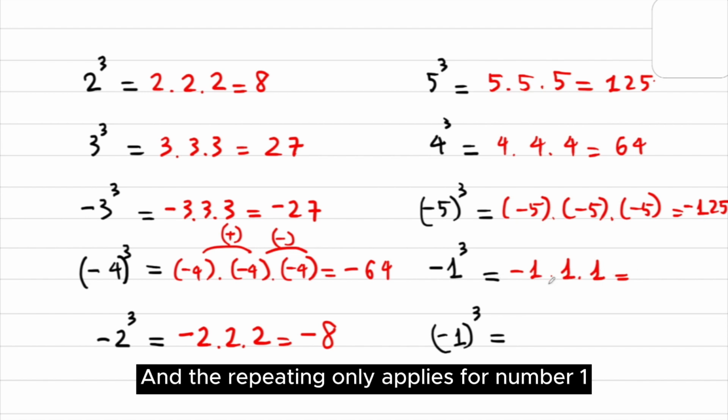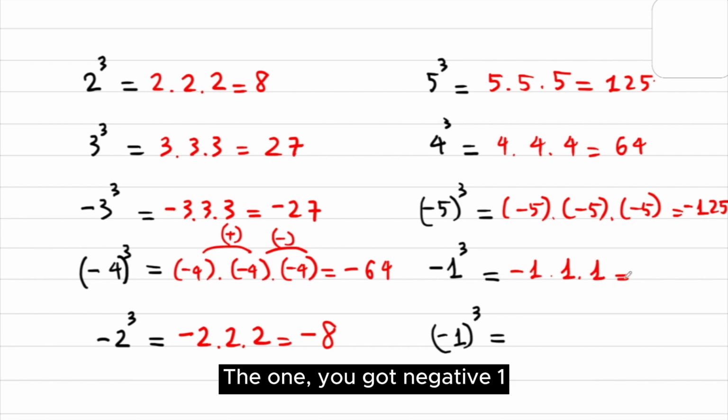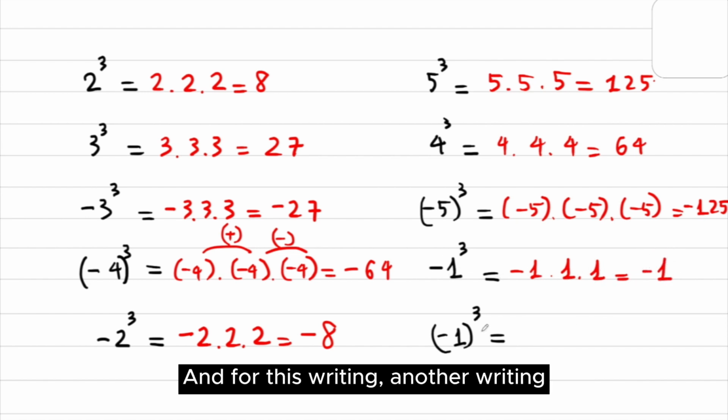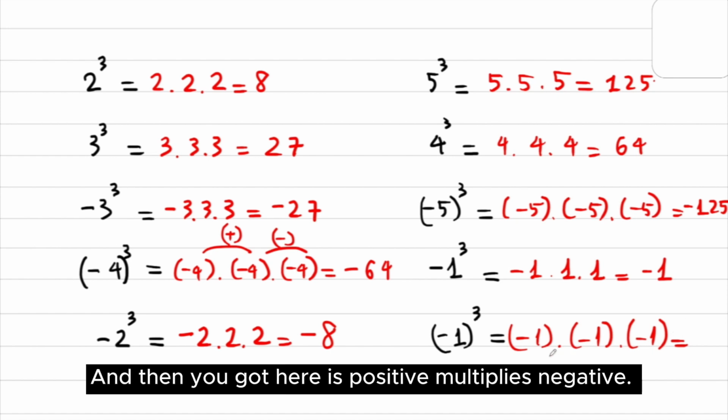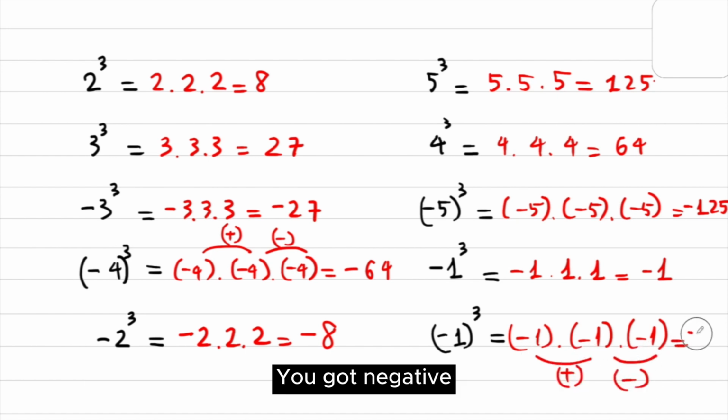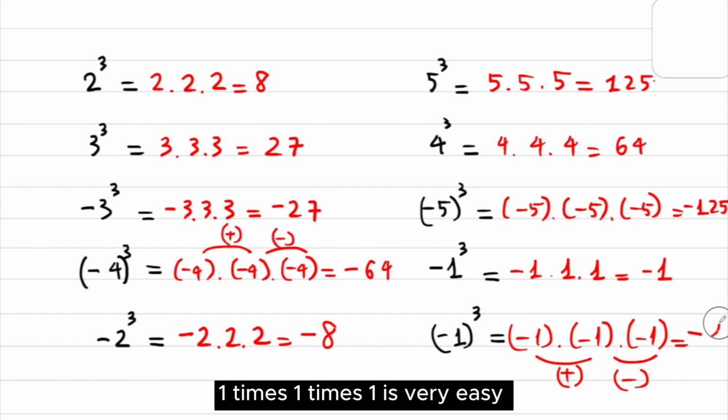And for this calculation, you got minus 1 times 1 times 1, and the repeating only applies to the number 1. The 1, you got negative 1. And for this other writing, negative 1 times negative 1 times negative 1, 3 times. And then you got here positive multiplied by negative, you got negative. 1 times 1 times 1 is very easy.